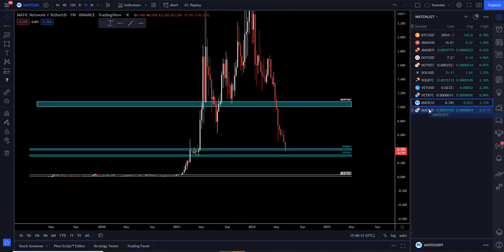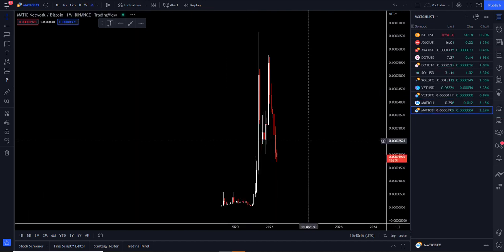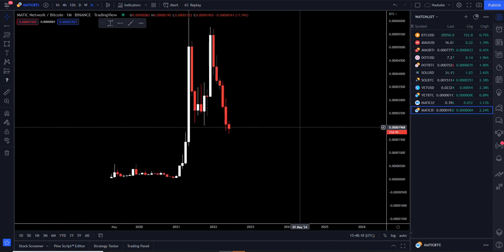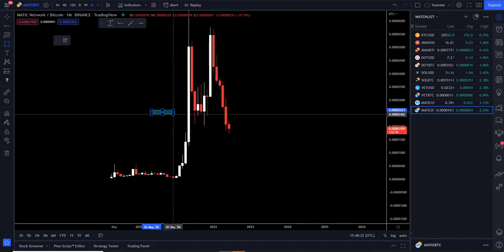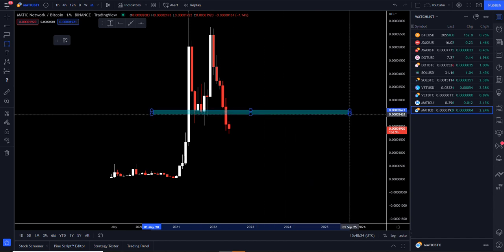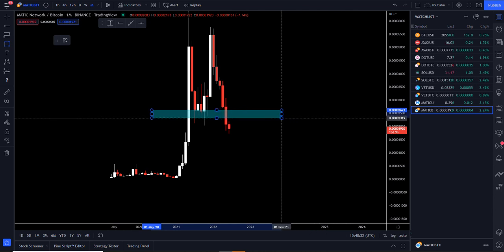Let's take a look at the BTC pairing. I think it's a pretty similar looking chart. So again, on the monthly, long way down. We've got this same area of support that we would have been looking at prior to the recent dump. May 25, that's not what we want. We want May 23.